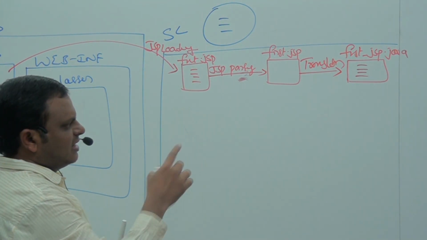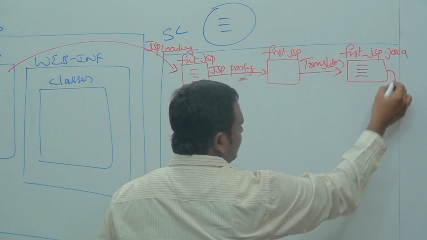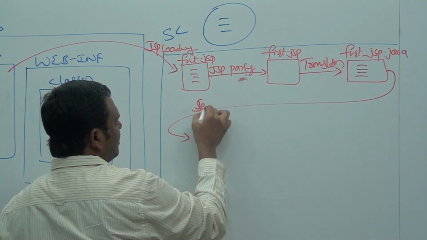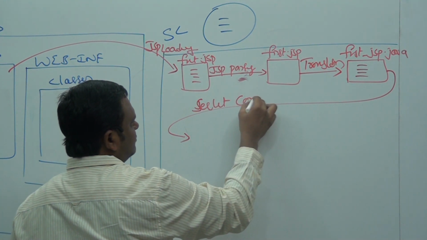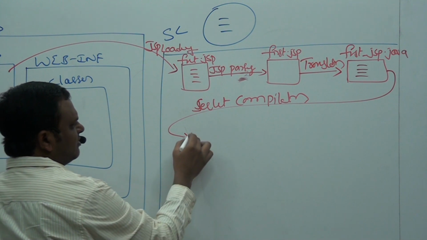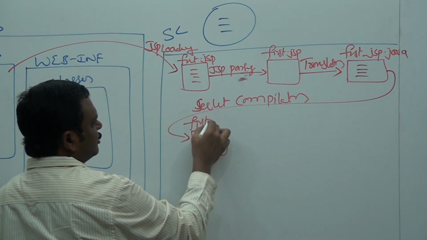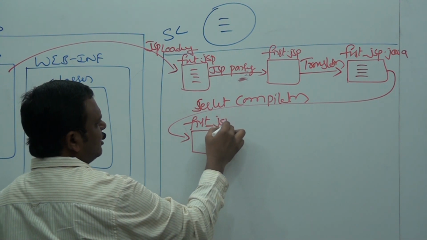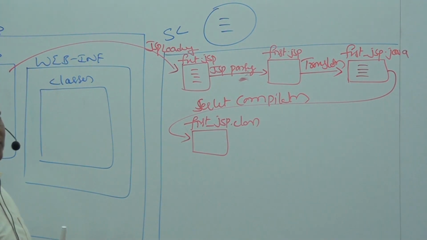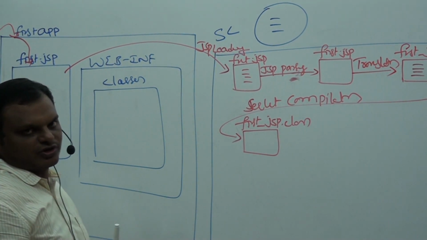Whenever the translated servlet .java file is created, it must be compiled by the container. Now this is which one? Servlet compilation. Whenever the servlet is compiled, automatically a .class file will be created. The first_jsp.class file is created. Whenever the .class file is created, from now onwards the servlet lifecycle is going to be started.